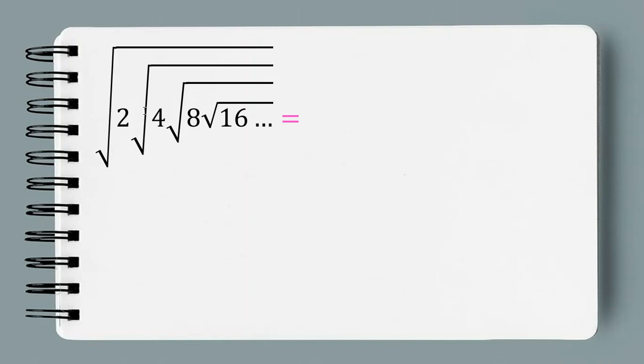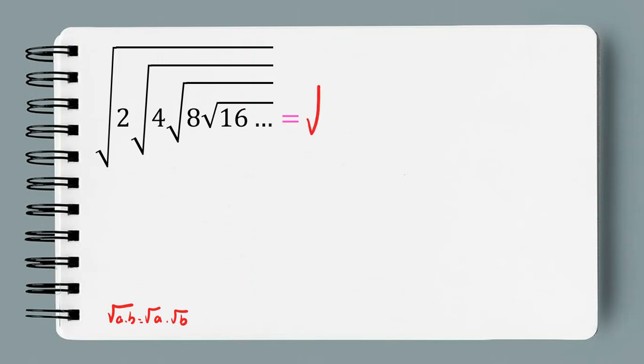The square root of 2 times square root of 4 times square root of 8 times square root of 16 is what? So here we can write it as square root of... we know that square root of a times b equals square root of a times square root of b when a and b are positive.